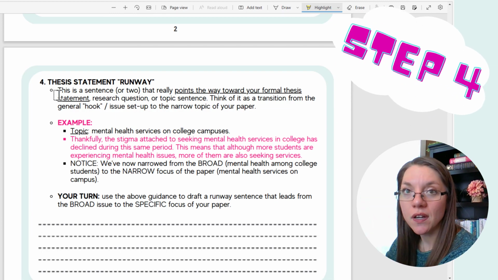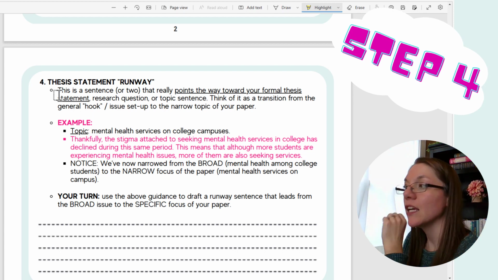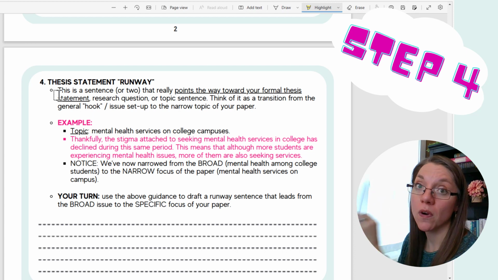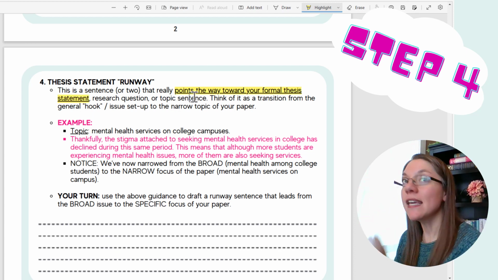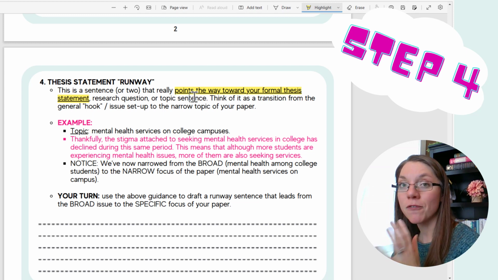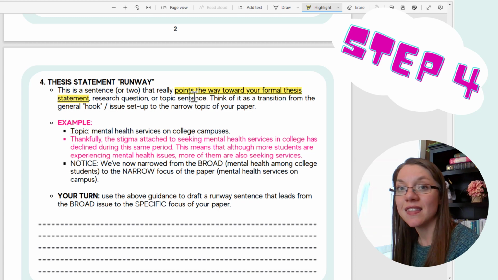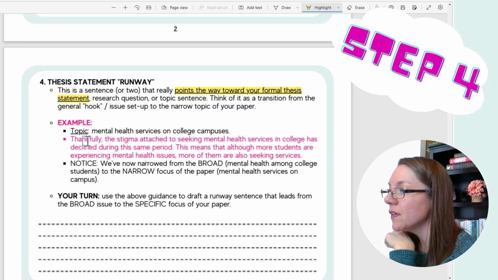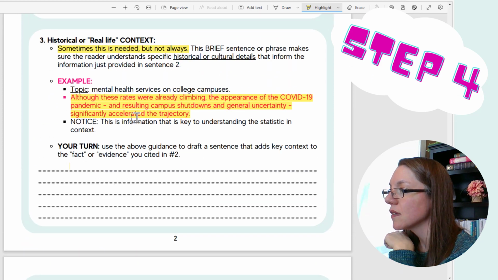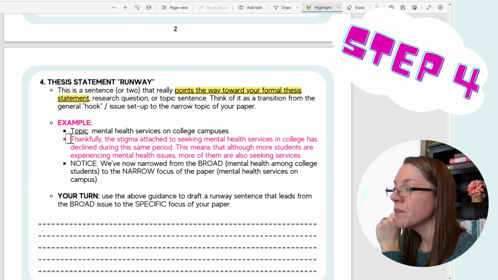Once you have your hook, your backup statement, and your context, you draft the runway for your thesis statement or topic sentence. So think of this as a transition from that general hook to the really specific thing that this exact paper is about. So continuing our example, we just wrote, COVID significantly accelerated the trajectory. We come down here and continue.